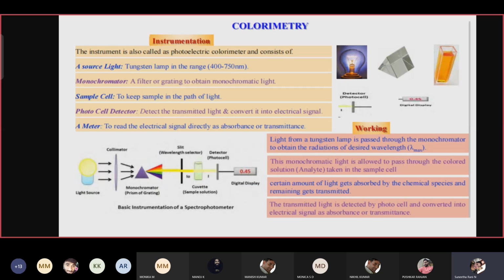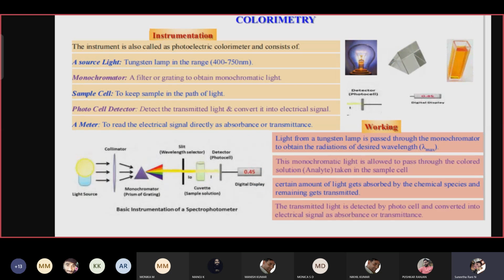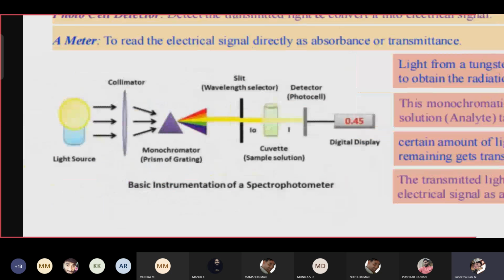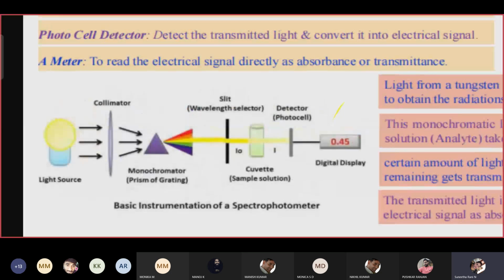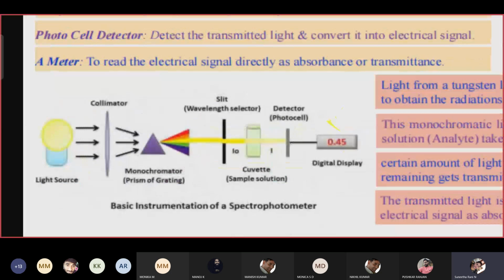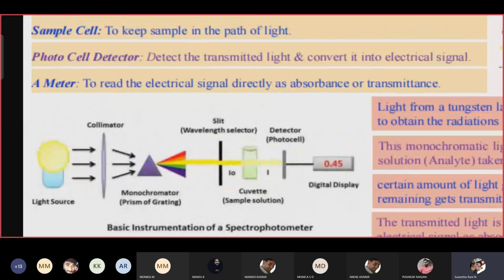This is the light source and this is the collimator. This is the monochromator, this is the wavelength selector, and this is the cuvette, which we can also call the sample holder. This is the detector and this is the digital display, where you are seeing 0.45. So what happens here? Take some prepared series solution in the sample holder and keep it in the place provided in the instrument.